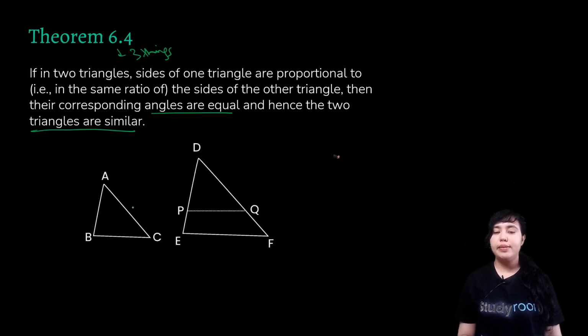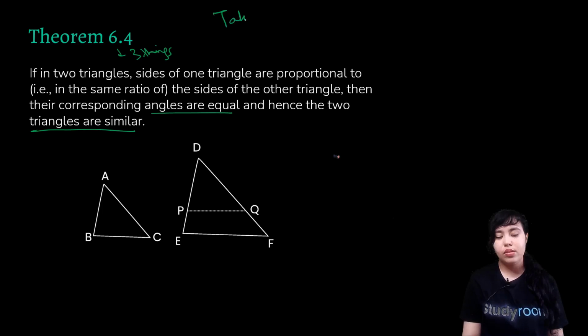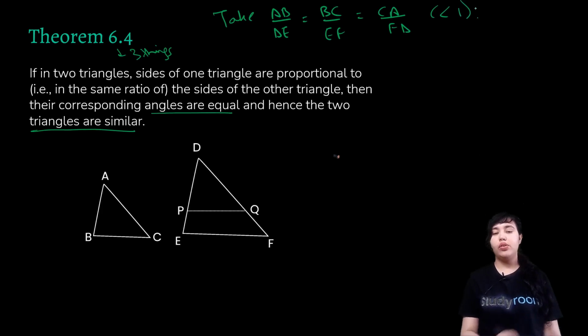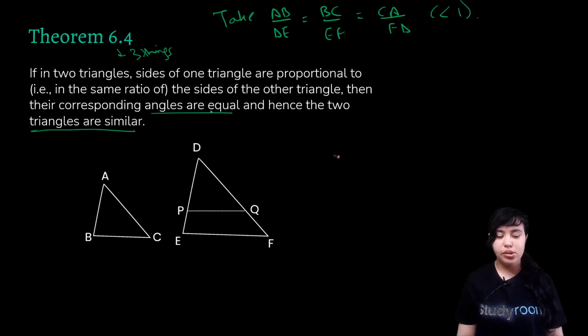We are taking triangle ABC and triangle DEF. Here we are taking AB upon DE equal to BC upon EF equal to CA upon FD. Then let's say these ratios are less than 1. So we've basically taken the ratios of corresponding sides as the same. Now we'll see if corresponding angles turn out to be equal or not.